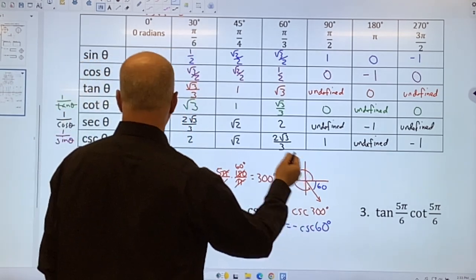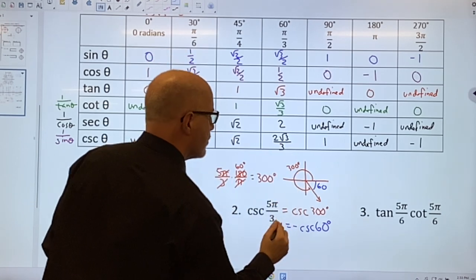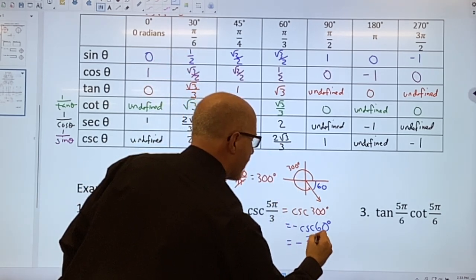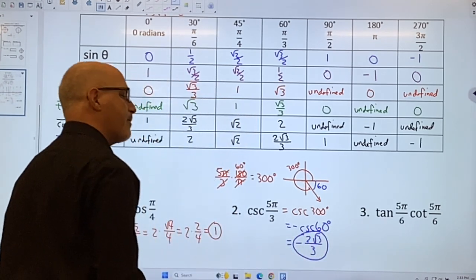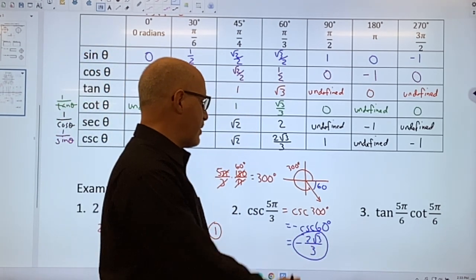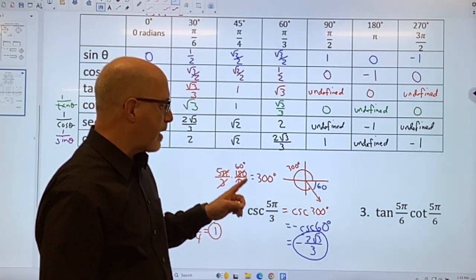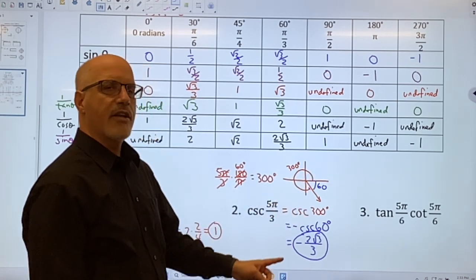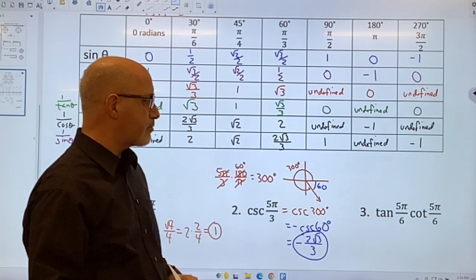So now I look up cosecant of 60 degrees. I've got that right here. That's 2 square roots of 3 over 3, and I put a negative in front of it. And so that's how I can use this table to get that value of what cosecant of 5 pi over 3 is, and I went through the process of converting to degrees, using my reference angle, and knowing what positives and negatives were, as well as reciprocals.